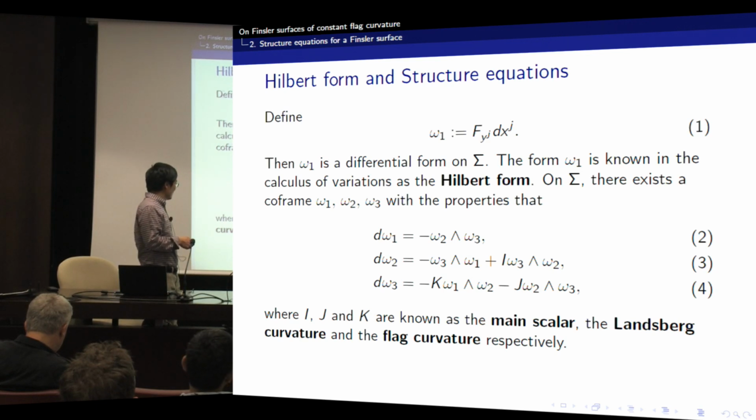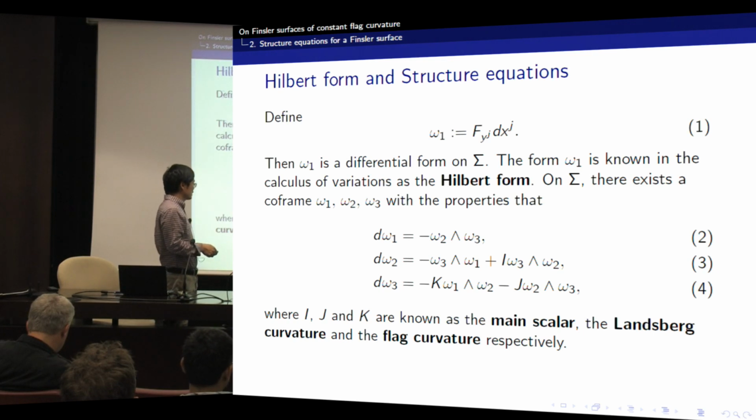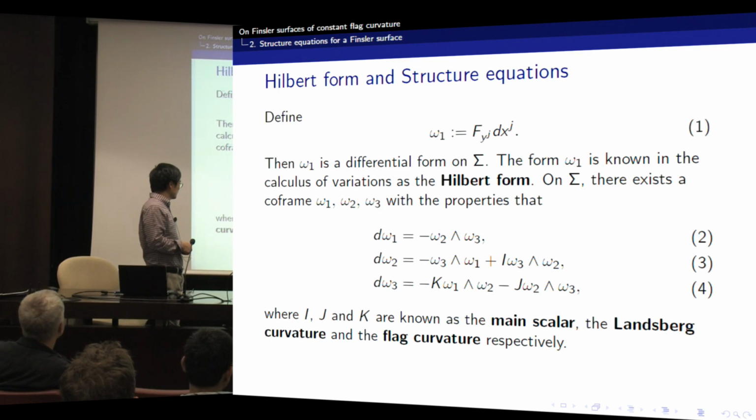I is known as the main scalar. We can show I equals 0 if and only if the Finsler surface is a Riemannian surface. So we call this one the main scalar. And J is the Landsberg curvature, and K is the flag curvature. This is a generalized sectional curvature in the Riemannian case. So these are the main invariants of the Finsler surface.